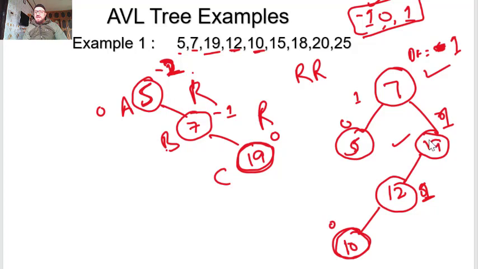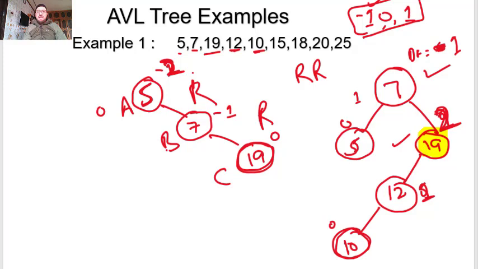What about 19? The left subtree height is 2 and the right subtree height is 0, so 2 minus 0 is 2. So 19 is in a problem. This node is in a problem, so we have to stop here and balance it, and we have to see which rotation we will apply.